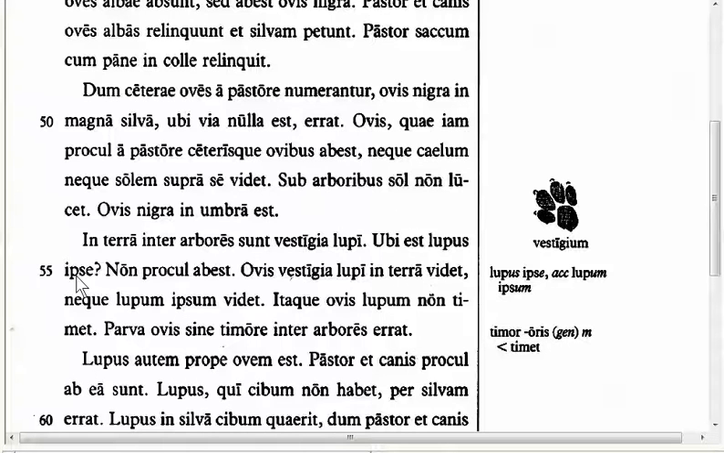Ipse, modifying lupus. And the way it declines is just like ille, illa, illud, where we had ille, illum, illius. Here we have ipse, ipsum, ipsius. So it declines like ille. The only difference is instead of an illud in the neuter, it stays ipsum. Okay, look at the next feature in line 65.